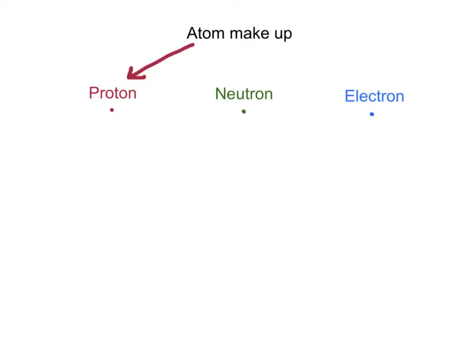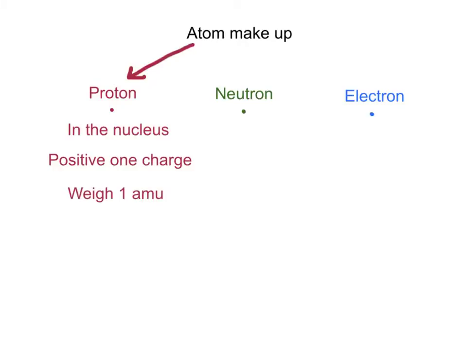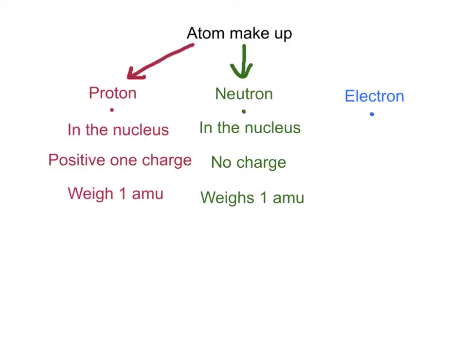Okay, now we need to remember about the atom makeup, what makes up an atom. First we're going to talk about a proton. They are found in the nucleus. They have a positive 1 charge, and it weighs about 1 AMU. Next up is the neutron. It's found in the nucleus. It has no charge, and it weighs about 1 AMU.